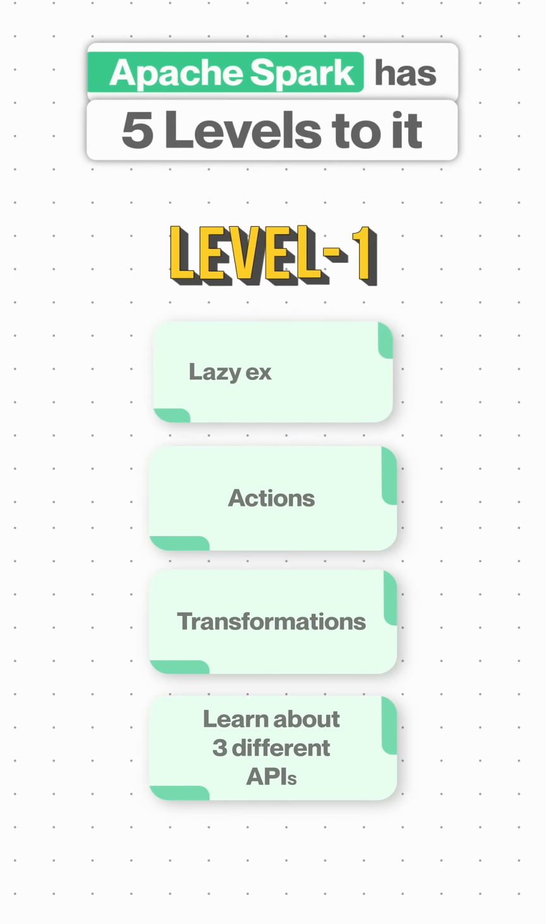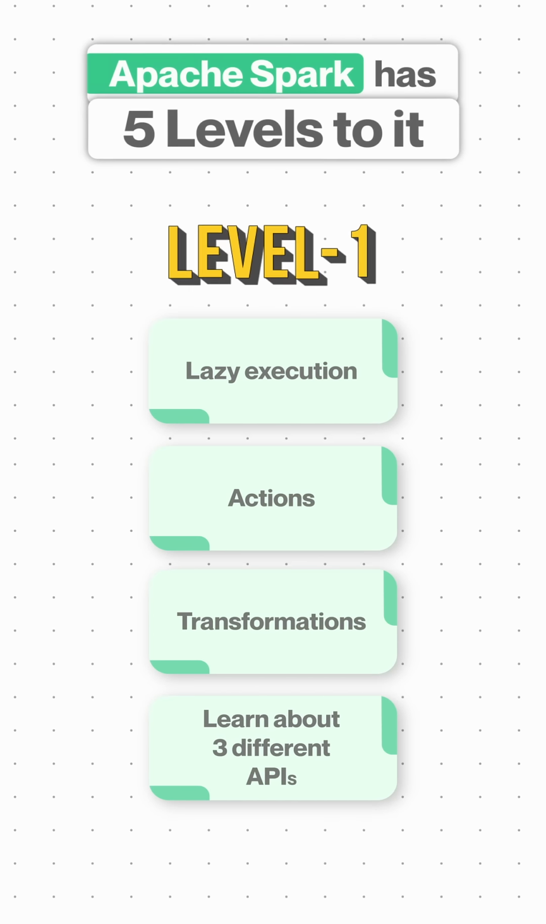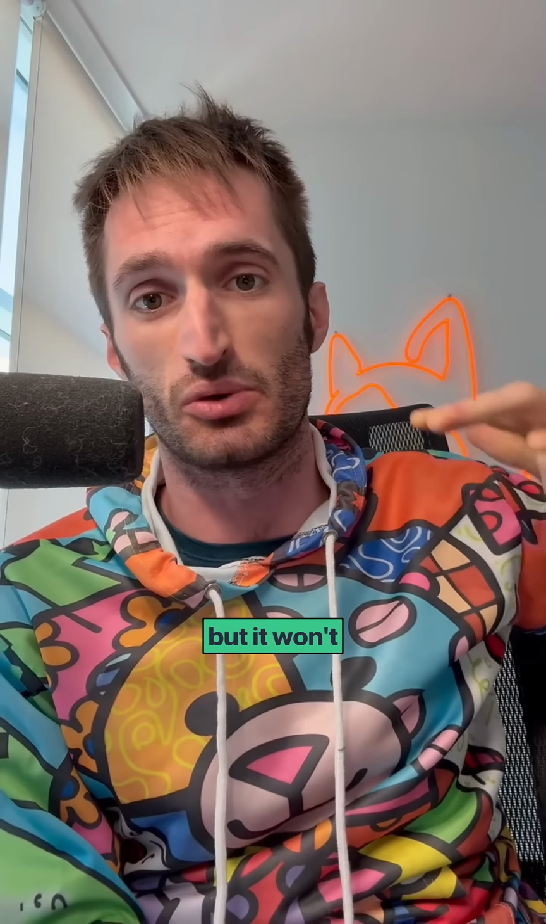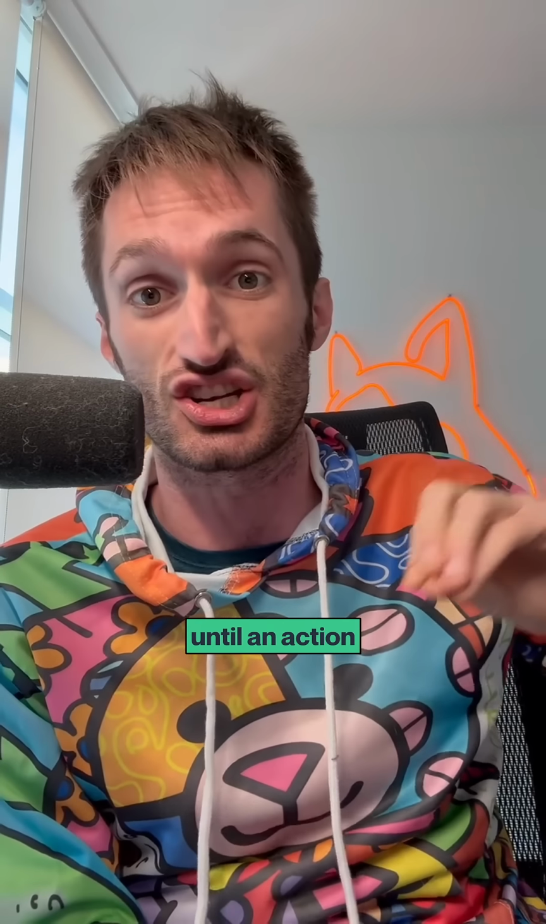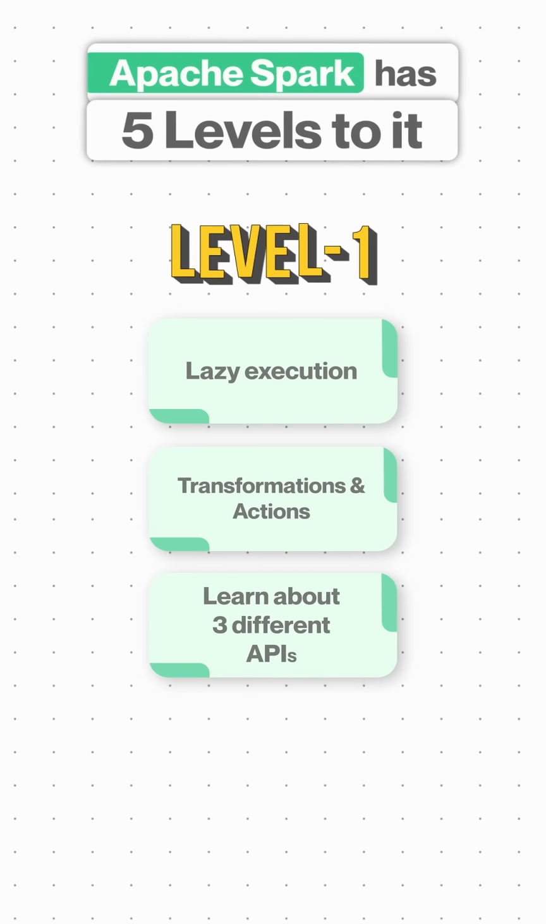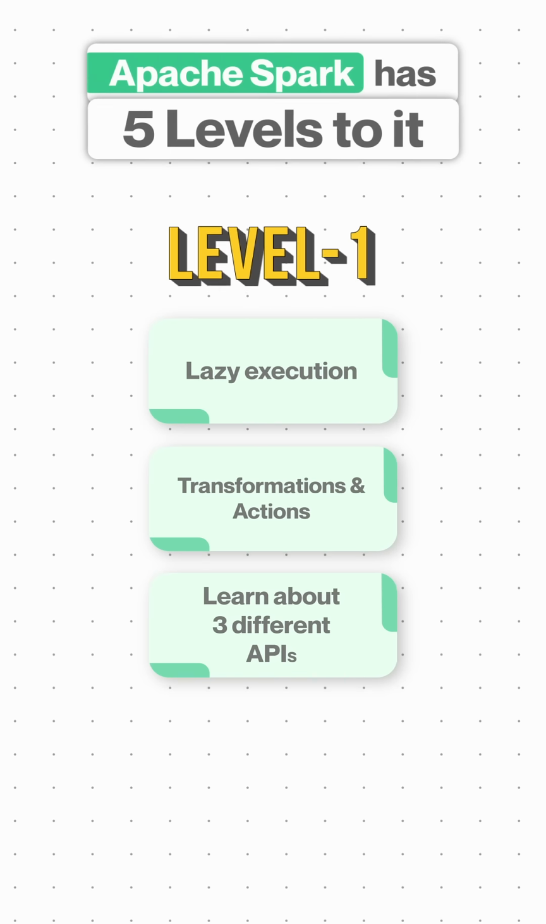Then you have lazy execution. Lazy execution is how Spark will run transformations, but it won't actually run any transformations until an action is taken. And if you can master these 3 fundamentals, you will be well on your way to being good at Apache Spark. Next is you want to learn about how to optimize Spark queries.